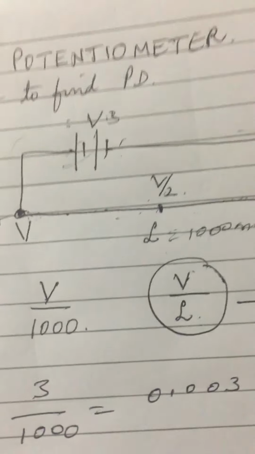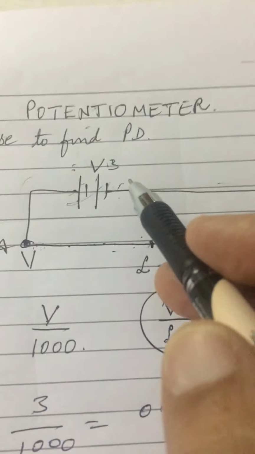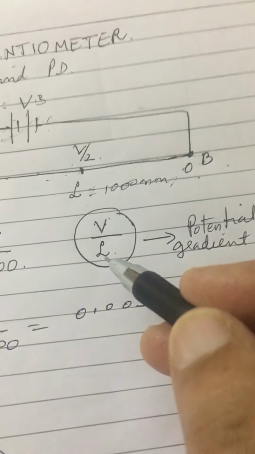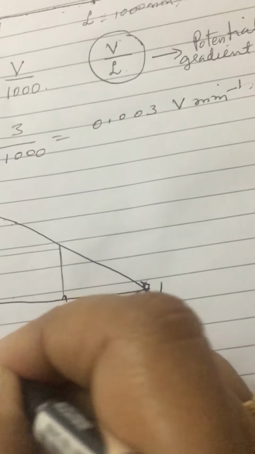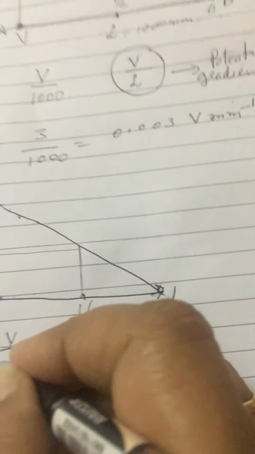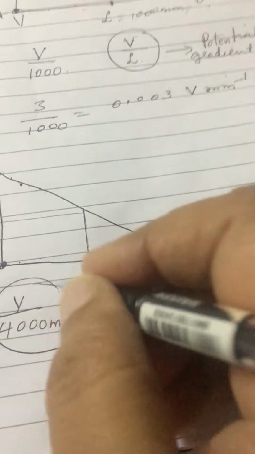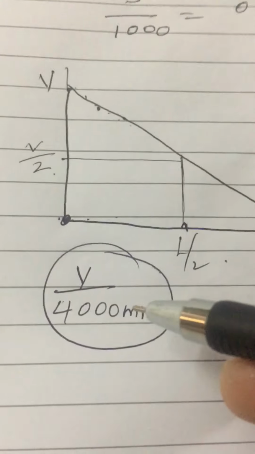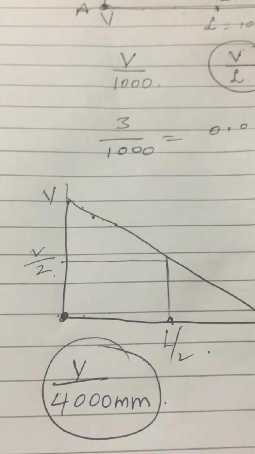V should be decreased means here we are already fixing this battery, or we can even add a variable battery, a battery eliminator, and we can decrease it, fine. But the better way is to increase the length. Here I have taken only 1 meter, but supposing I take 5 meters length or 4 meters length, so I take V by 4000 millimeters. This one will be more accurate than V by 1000. Now why I took 4000 is because in our lab we have a 4000 millimeters potentiometer.